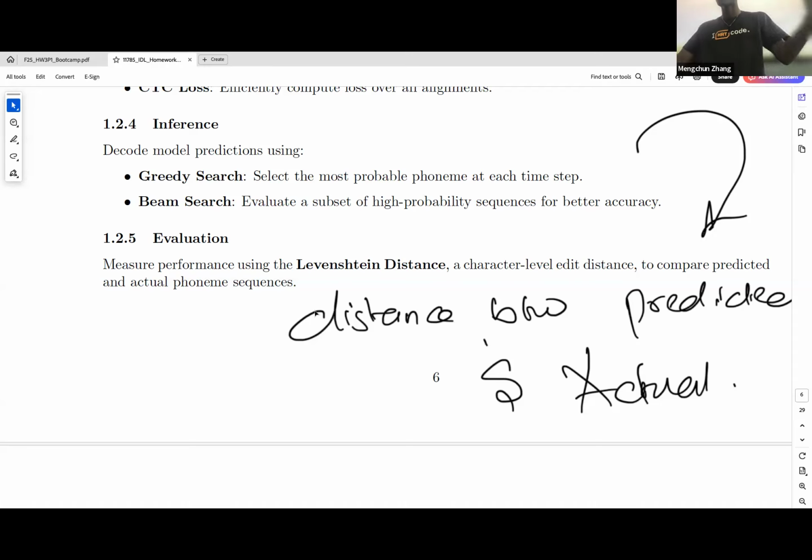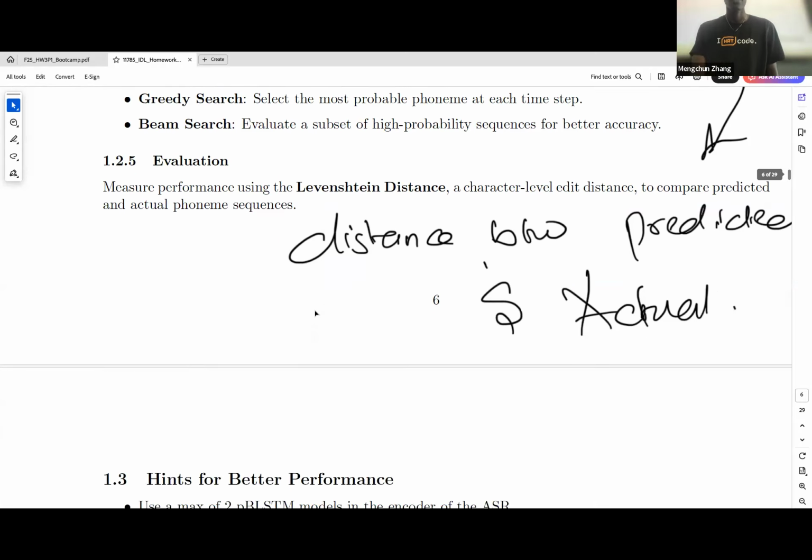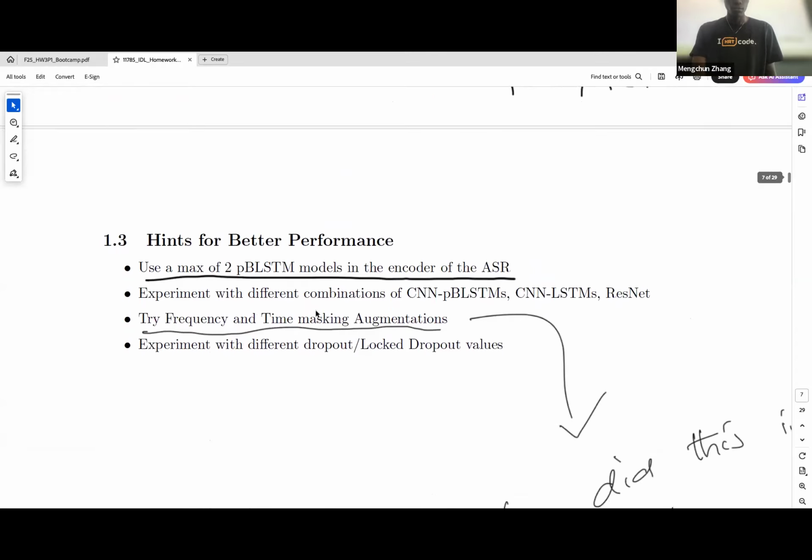So you realize that the smaller the distance, the better for you. That's why the score is now descending. You are not looking for the highest Levenshtein distance. You're looking for the smallest Levenshtein distance. Okay. So I think you're clear on that.